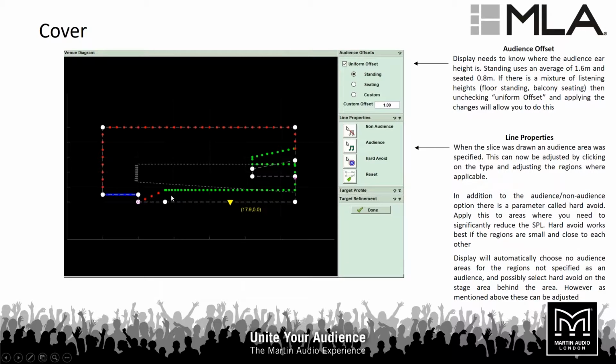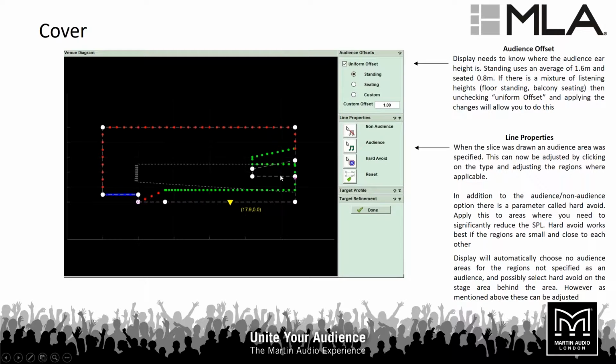So if you had maybe some people sitting on the floor at the very front, then you had seating, and you had standing at the back, you can do that as and when you need to. So each of these line properties, when the slice was drawn and audience area was specified, can now be adjusted by clicking on the type and adjusting the regions where applicable.